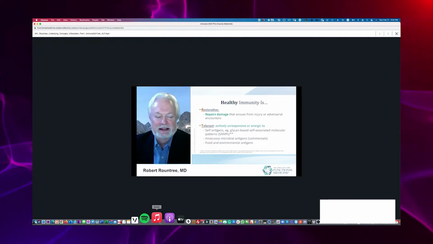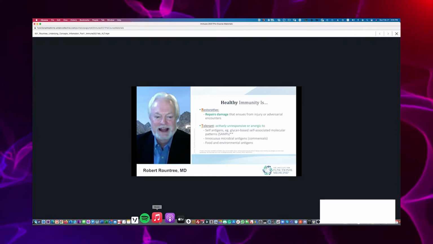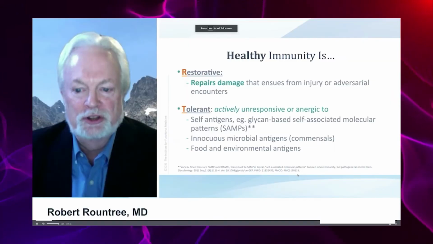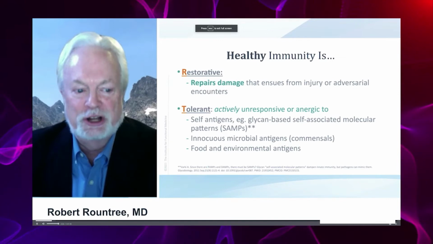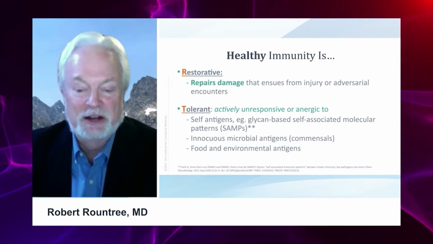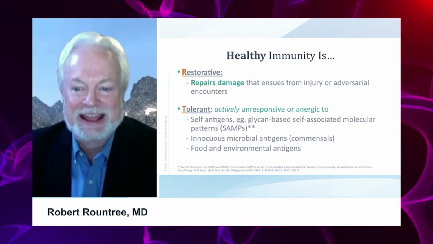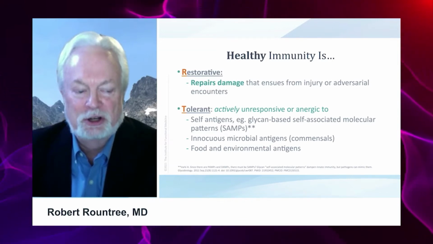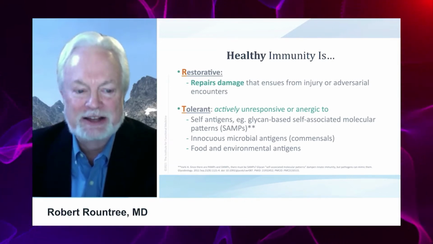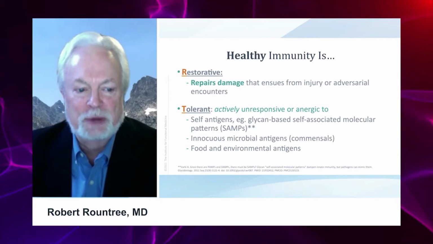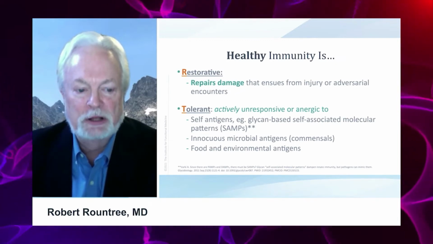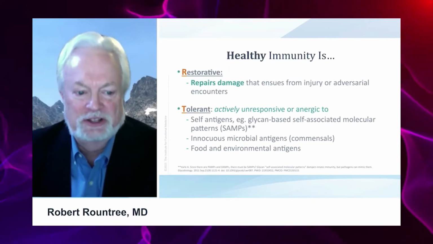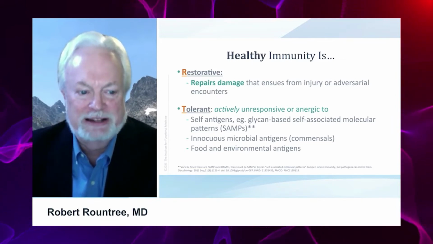And then finally, the immune system is tolerant. It's actively unresponsive. The word used in the literature is that it's anergic instead of allergic. Anergic means that the immune system is actively recognizing these stranger molecules, but it's not necessarily doing anything about it. There's a lot going on in the cell as a result of this recognition.